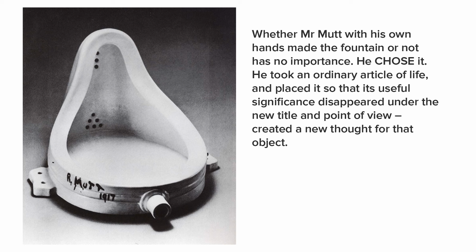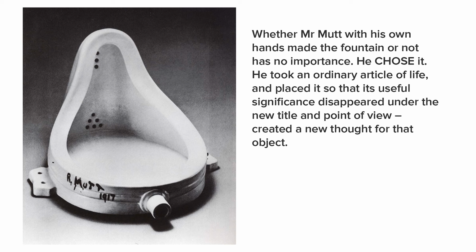He chose the artwork. He took an ordinary article of life, placed it so that its useful significance, that is, a urinal, is no longer a urinal. It disappears under the new title and a new point of view that is created for a new idea. And when an artist creates a new idea in someone else's head, well, heck, that is the very essence of art. And so Duchamp would go on and make these very strange sort of sculptures. He would use the ready-made and would then transform them into new things.